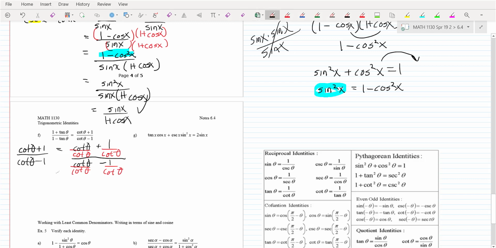And then it works its way out. So then you end up getting 1 plus tangent theta, and then we end up getting 1 minus tangent theta like that. So the problem's done. Okay? That's how you would work that one out.